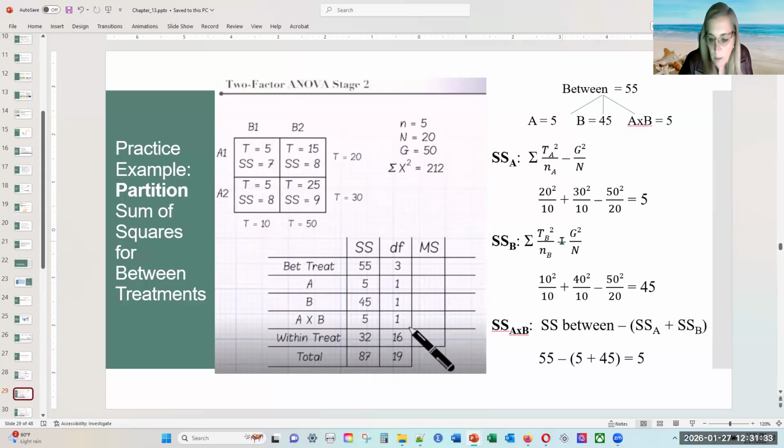And you do the same thing for the other factor. And remember, that had 3 groups. And then the sum of squares between, which is just simply adding the two calculations from above and subtracting from the grand total.